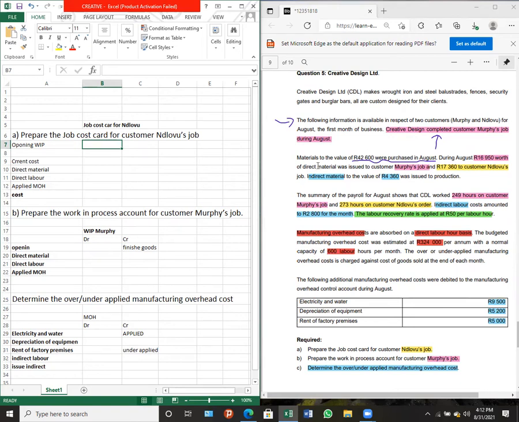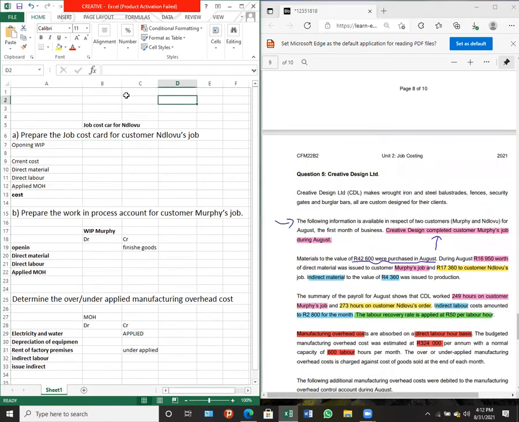Okay, let me show you something. Ne? Here, guys, is direct material. Here, guys, we are going to have debit and then credit, ne? For direct material, guys.